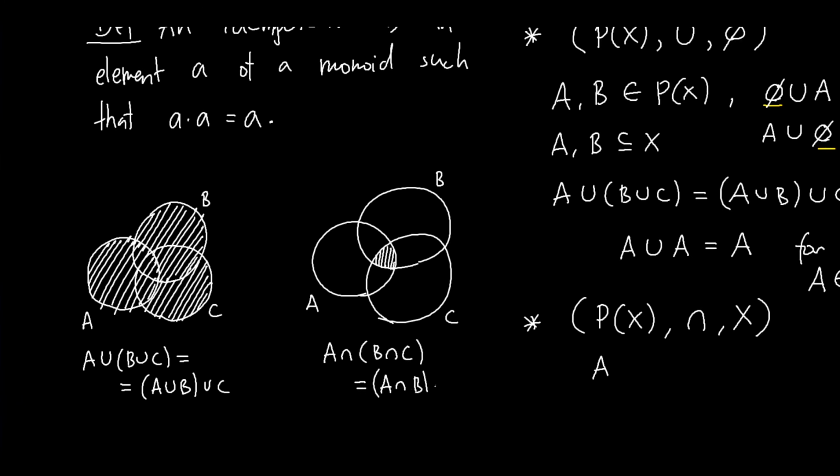And more precisely, the arrangement of brackets in this expression doesn't matter. We furthermore have that A intersected with A is always equal to A for all A in the power set of X. And so we get that this is also an idempotent monoid.